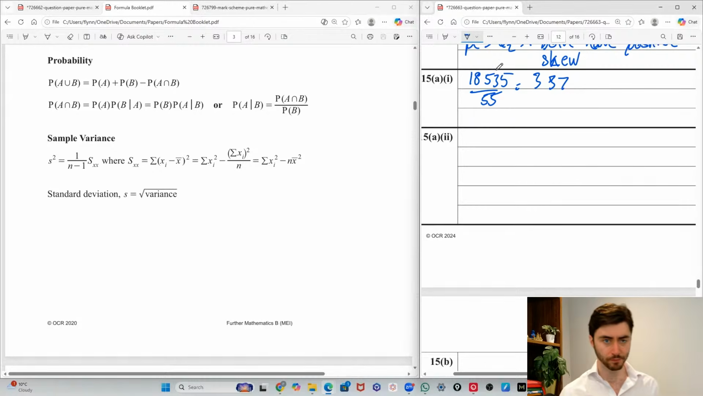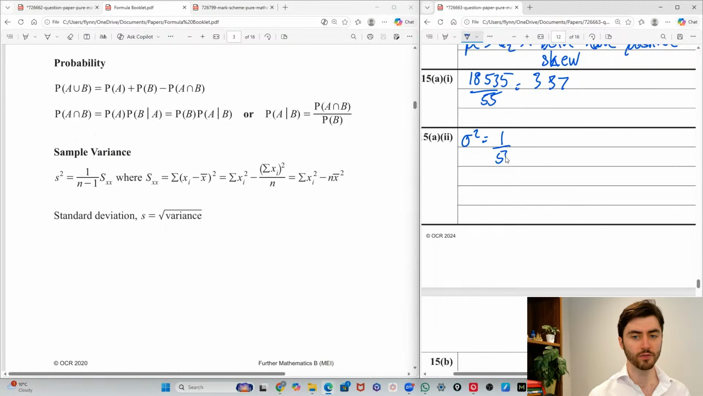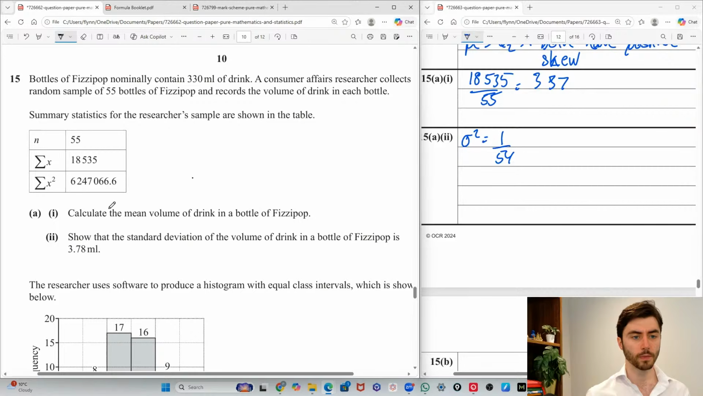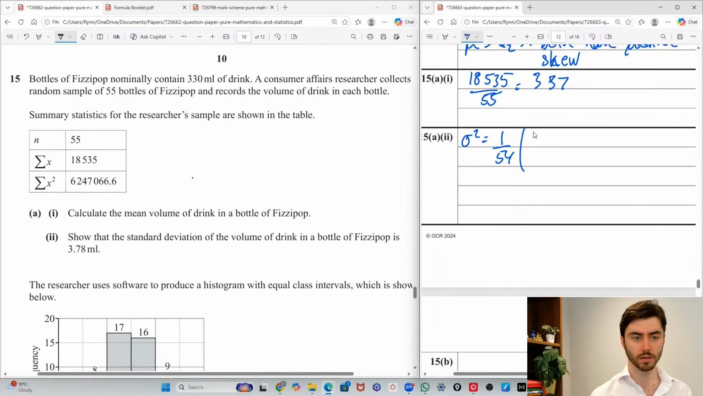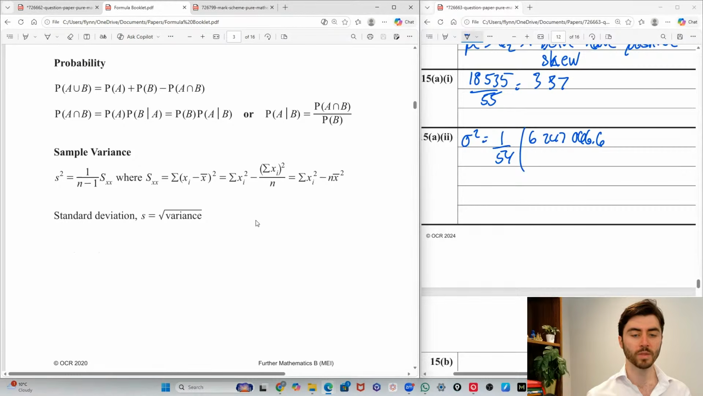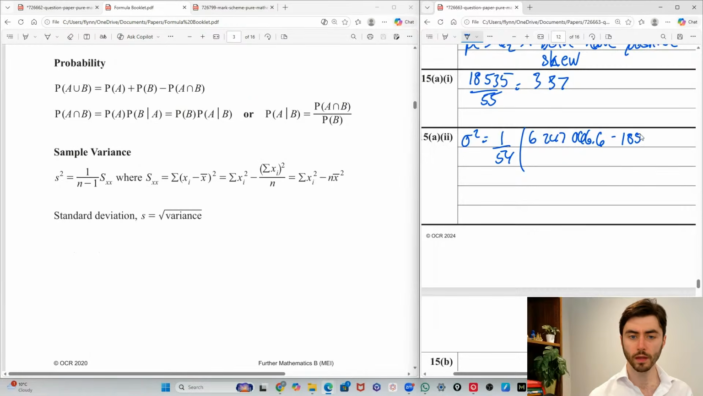Okay, so here. Simple variance. So sigma squared is going to be 1 over 54 into the sum of the squares, which is that big number, 6,247,066.6, minus 18,535 squared all over 55.